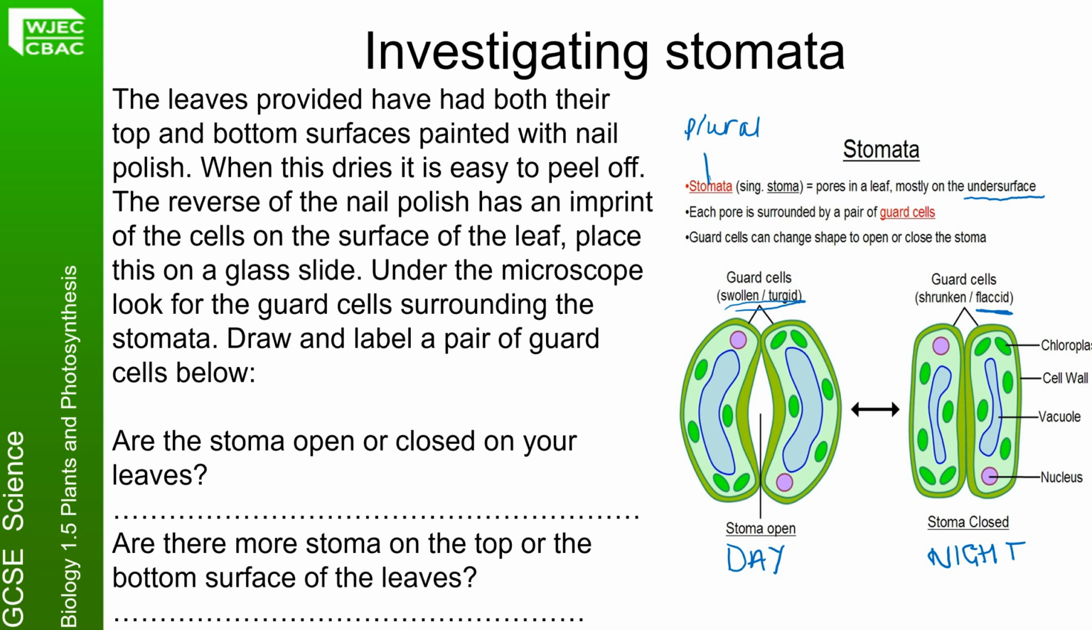So if there are any microscopes on the side with pieces of nail polish, you can go and have a quick look at to see these stoma. Are they open or closed on your leaves? Write your answer down in the space. And are there more stoma on the top or the bottom surface of the leaf? It should always be that there's more on the bottom surface of the leaf. So it depends if Sir has left some nail polish out that's from top and bottom surface, okay?